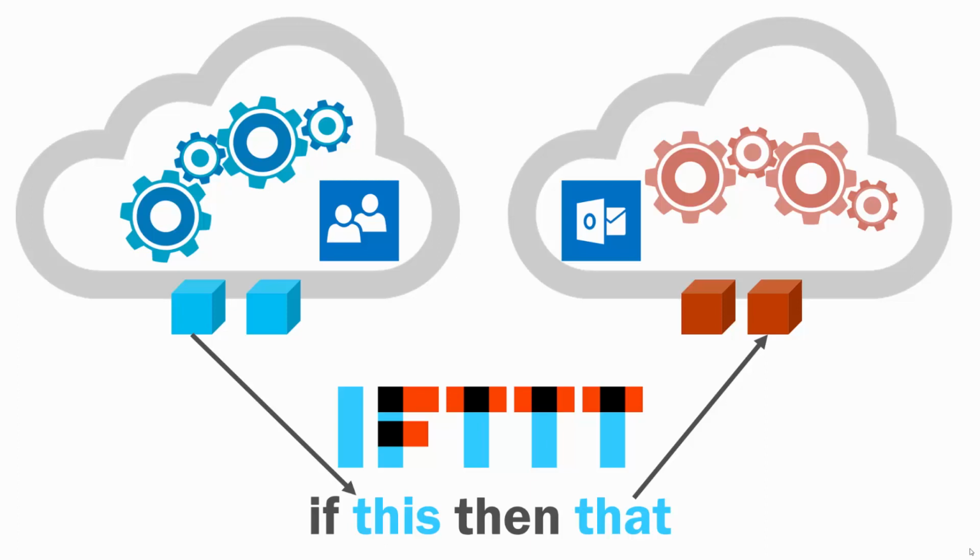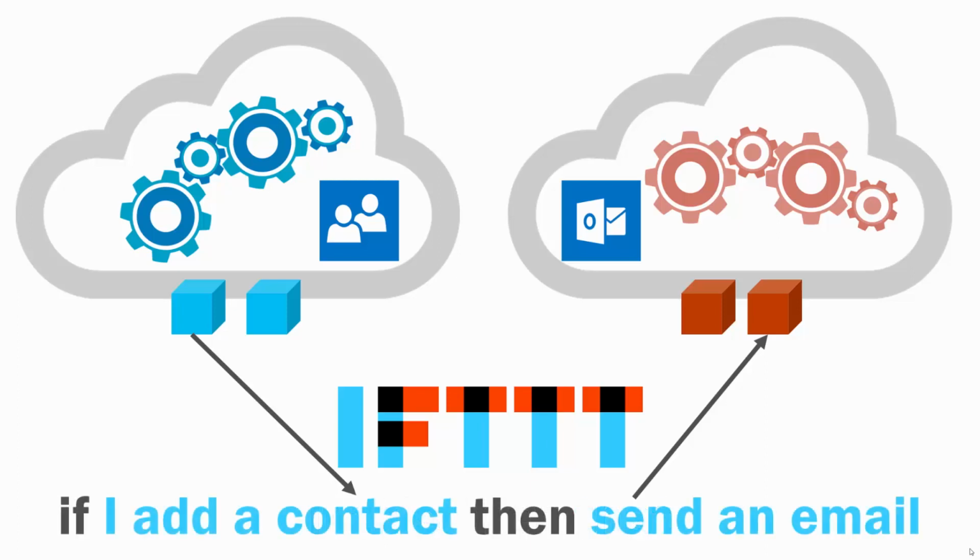Now we're going to put these two services together to solve a problem I have. When I meet someone new and I add them to my contacts, I want to be sure immediately to send them an email saying, "It was nice to meet you, and here's my contact information." I can state that problem as an if this, then that statement. Specifically, if I add a contact, then send an email automatically with my contact information. That becomes our if this, then that statement.